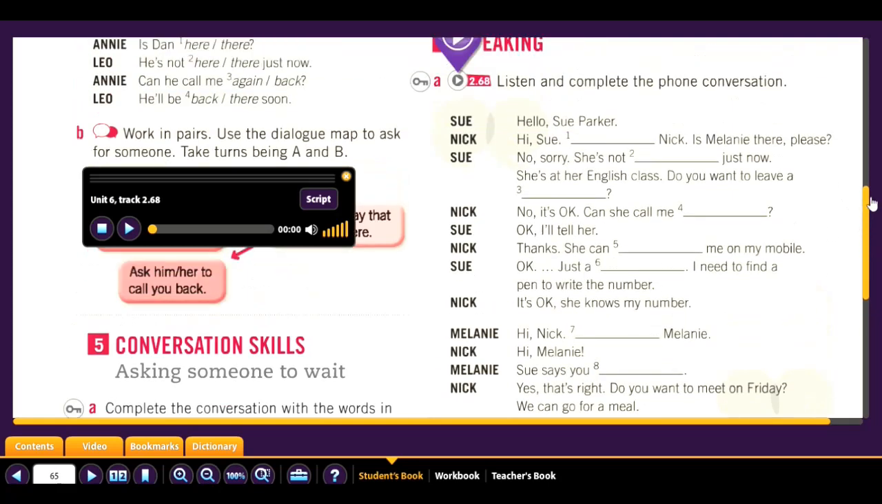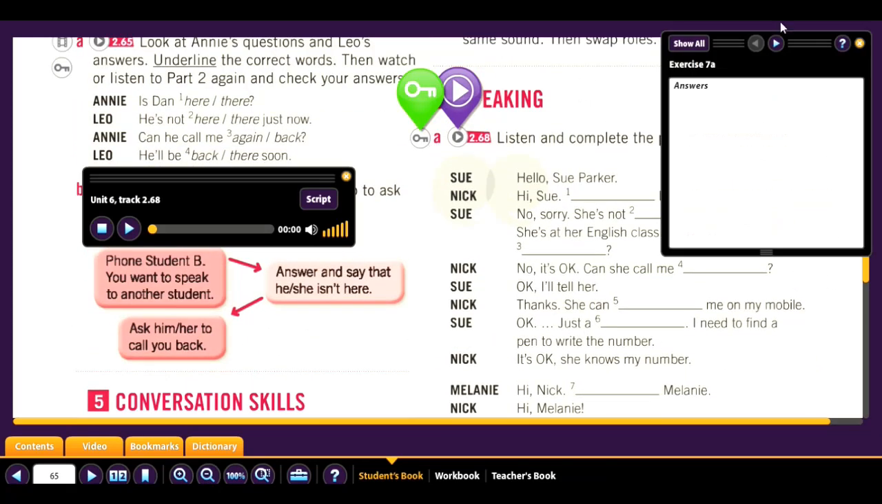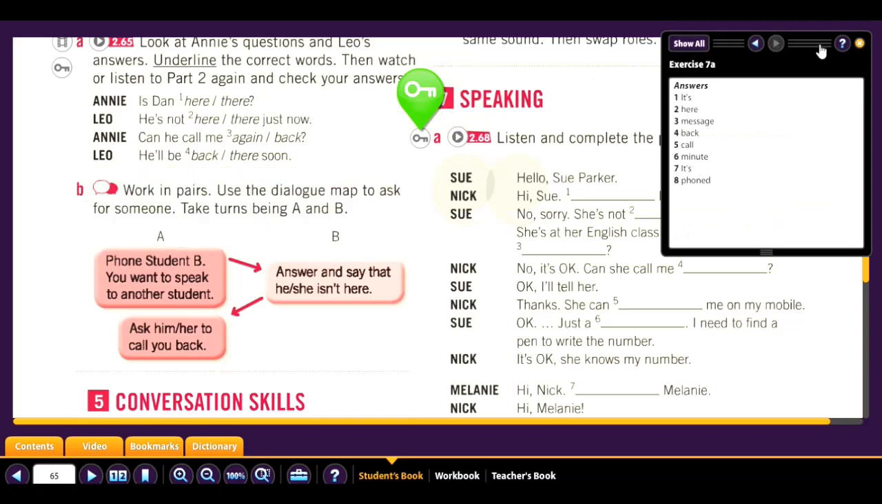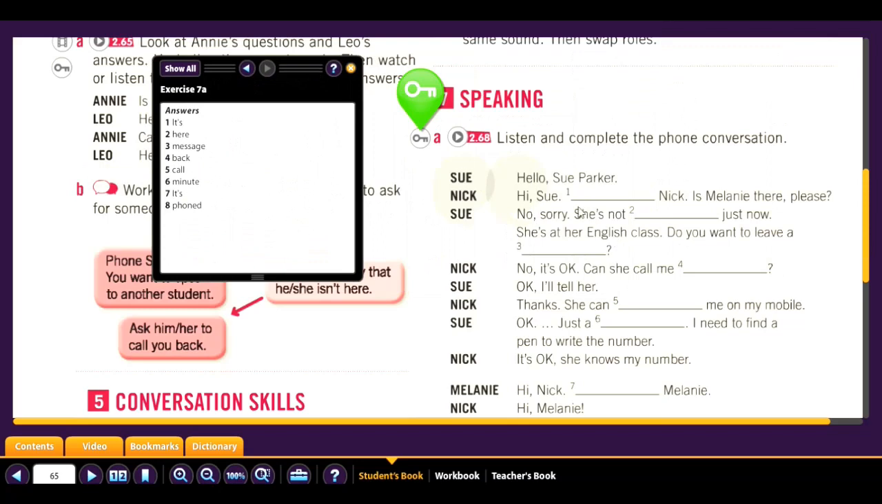Okay, so we check. These are the answers. When we talk on the phone, cuando hablamos por teléfono, solemos decir it's o this is. This is Nick o it's Nick. Se suele decir que es una manera más formal de presentarte cuando estás por el teléfono. En su caso, utilizarían su nombre, obviamente, como lo harían.